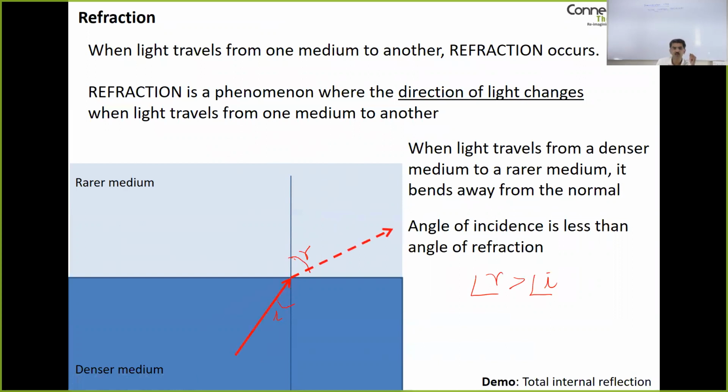So what happens as I continue to increase the angle of incidence? There is a point where the angle of refraction becomes 90 degrees. What does it mean? The refracted ray goes along the length of the surface. So this angle becomes 90 degrees. Now, there is a certain angle of incidence I for which the refracted angle becomes 90 degrees.